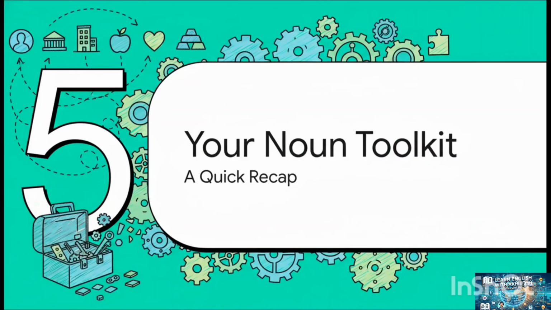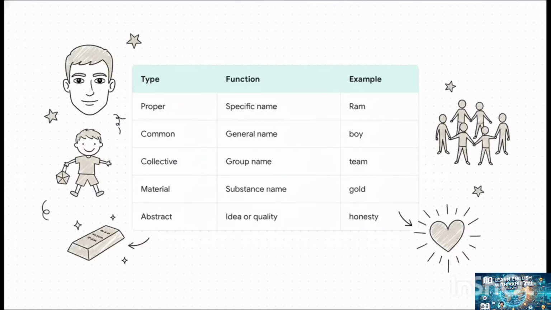And there you have it. Just like that, we've put together our complete noun toolkit. So let's do a quick little recap just to see all five types together in one spot. This table sums it all up so nicely. You've got your proper noun for a specific name, like Ram, your common noun for a general name, like boy, a collective noun for a group, like team, a material noun for a substance, like gold, and an abstract noun for an idea, like honesty. Five distinct tools for naming every single part of our world.